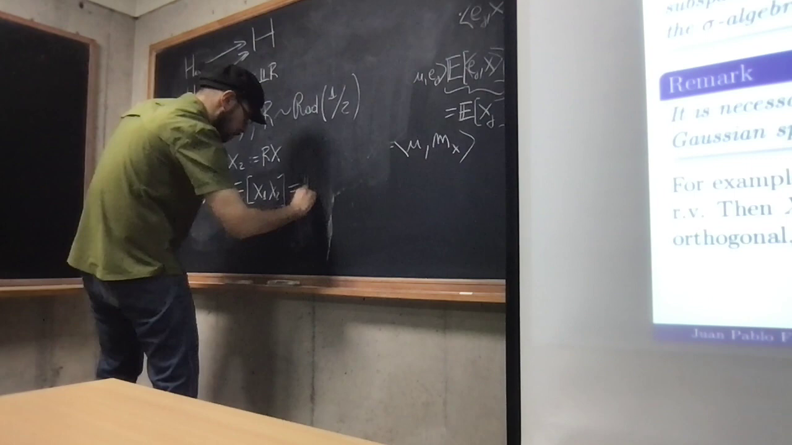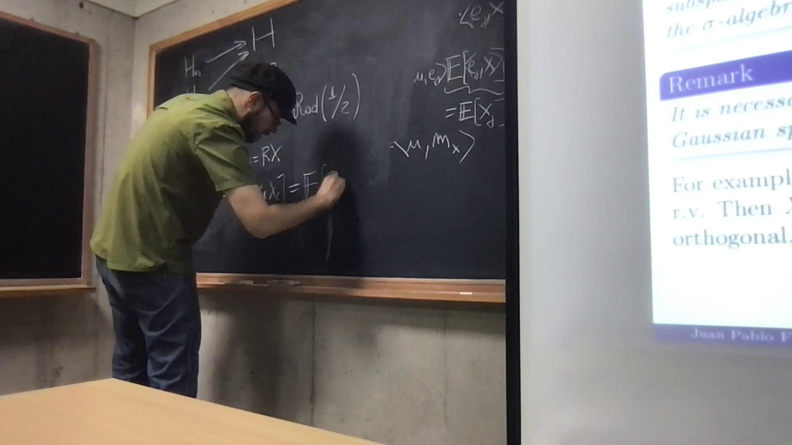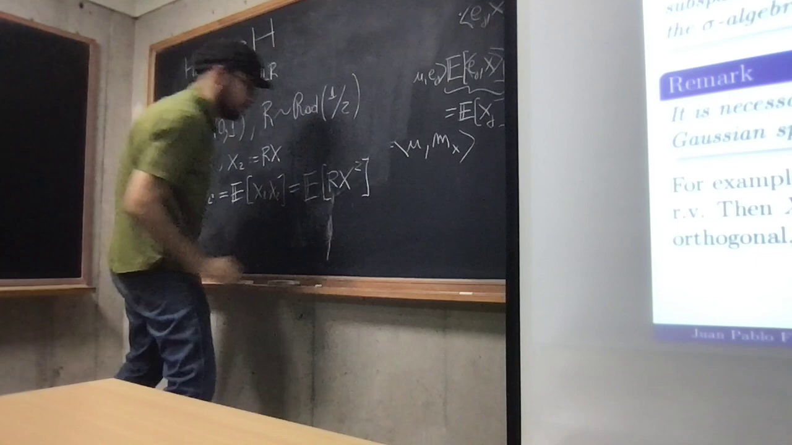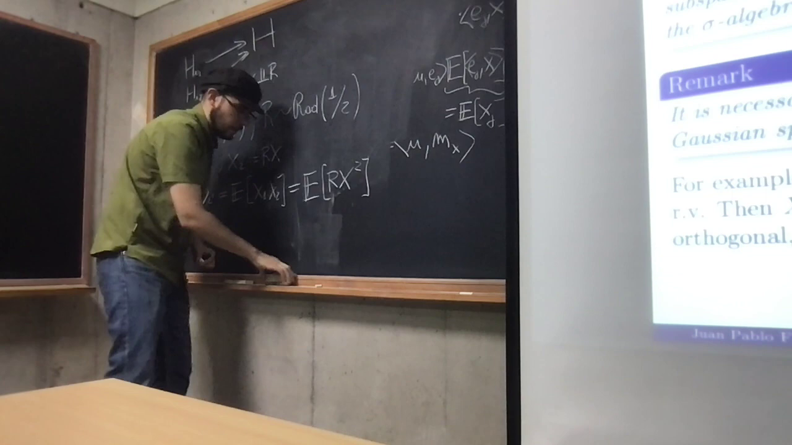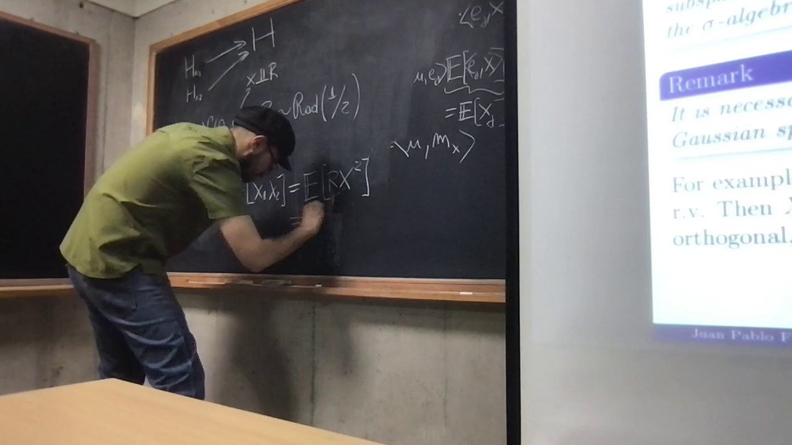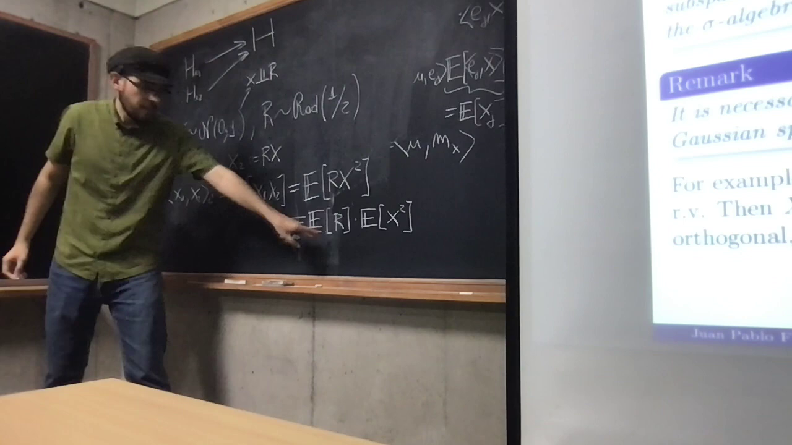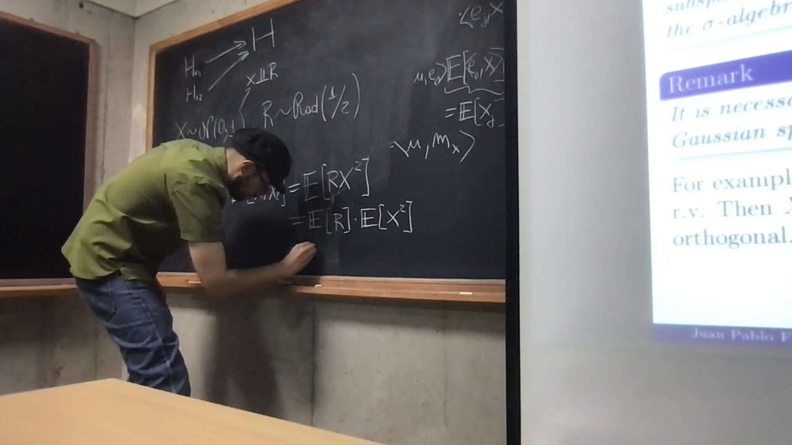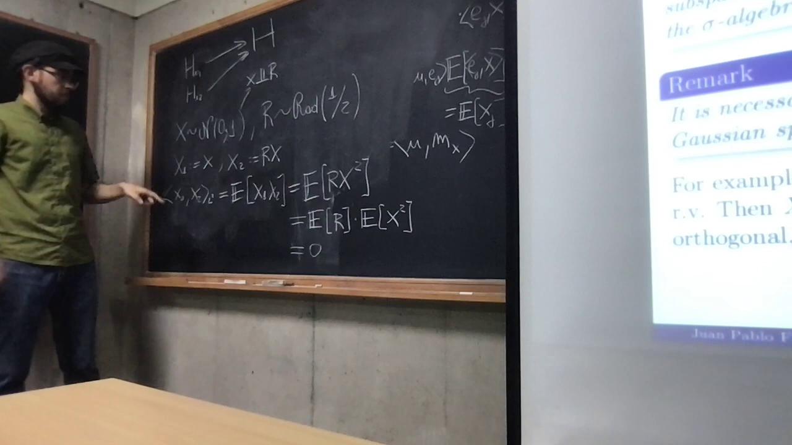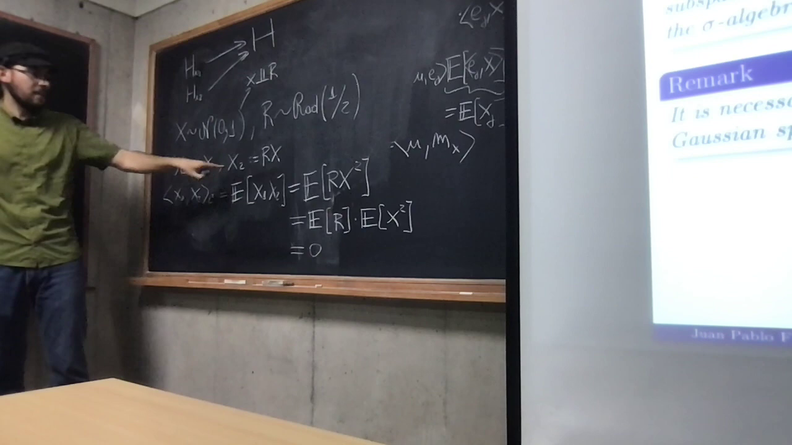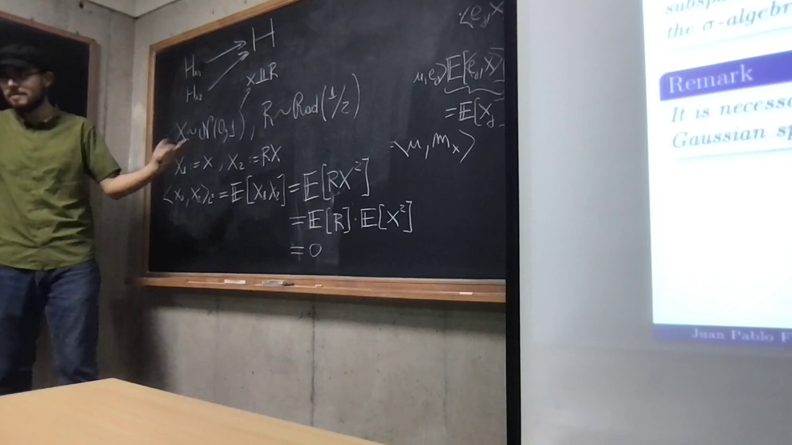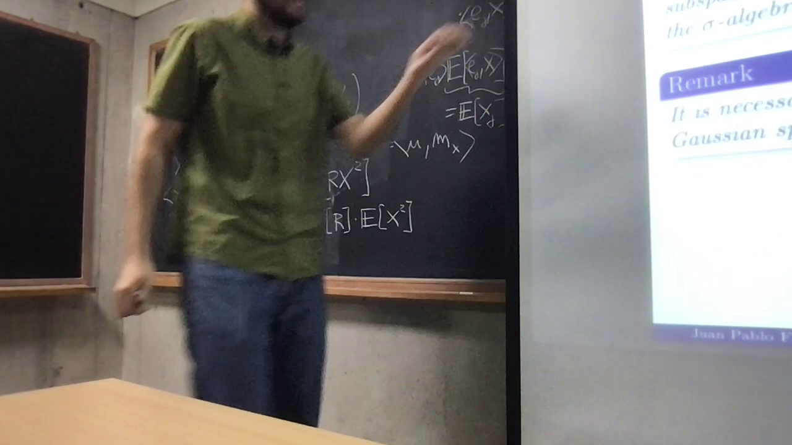And this is going to be, by replacing X1 and X2, the expected value of R times X squared. And then by independence, well, you can split this. And we know that the expected value of the Rademacher is going to be 0. So X1 and X2 are orthogonal to each other. And well, it is obvious that X1 and X2 are not independent, yes? Because they are defined through the same X, yes? So yes, you need this hypothesis here of starting with some kind of parent Gaussian space.